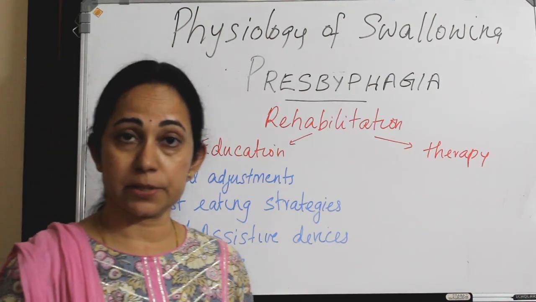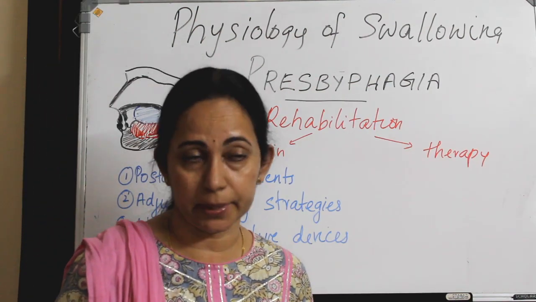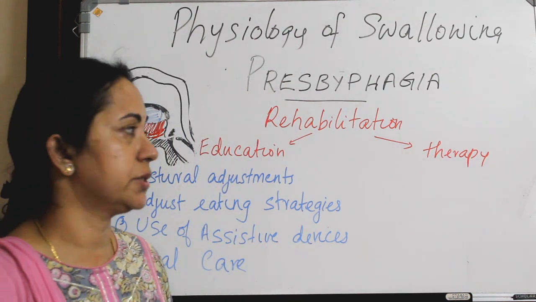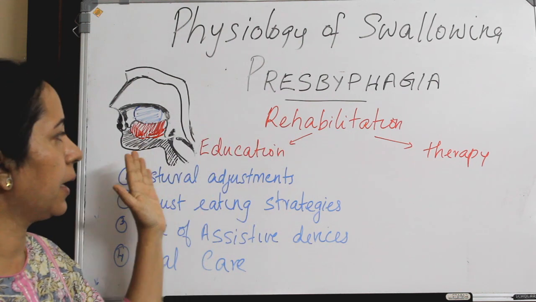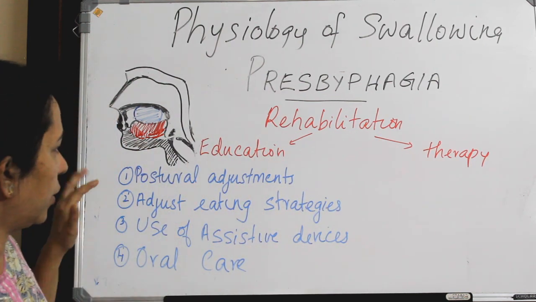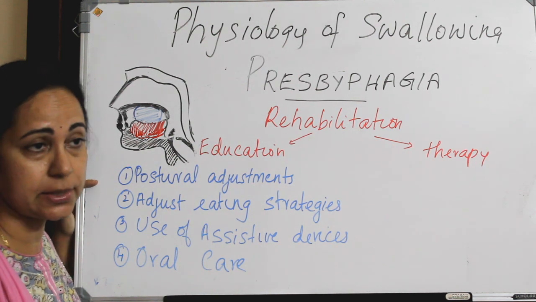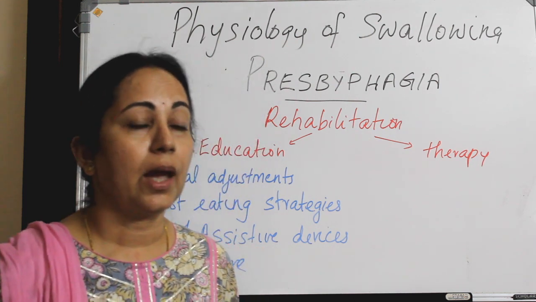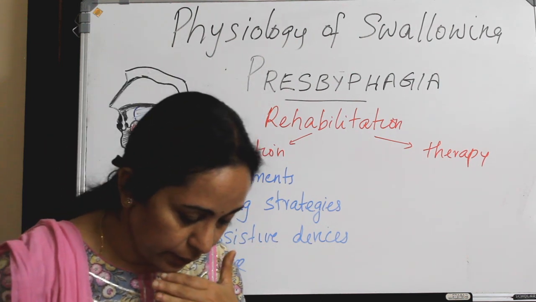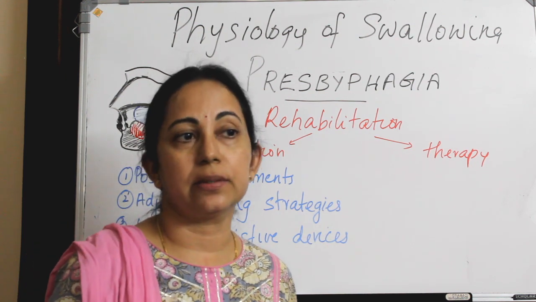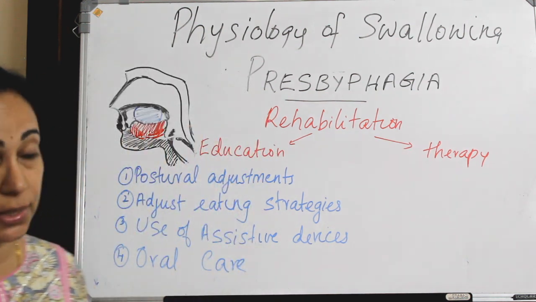The treatment of presbyphagia is basically rehabilitation. There are no drugs or surgery to improve the condition. Rehabilitation can be rehabilitation education and rehabilitation therapy. Educate the patient on postural adjustment, that is, ask them to swallow forcefully and also to swallow with the lower jaw directed downward, so that the chance of aspiration is reduced.